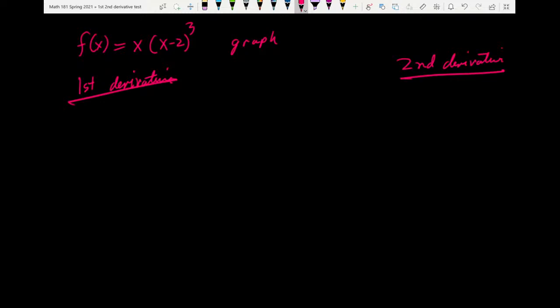All right, so let's try it. So for this, the first derivative would be, and we could use the product rule.